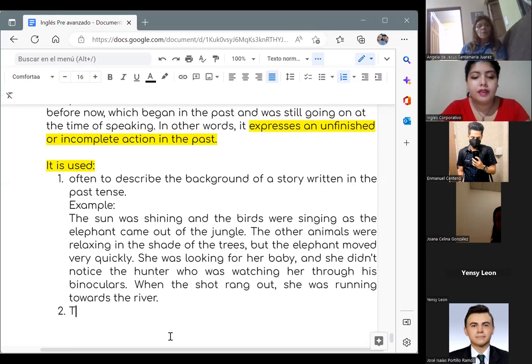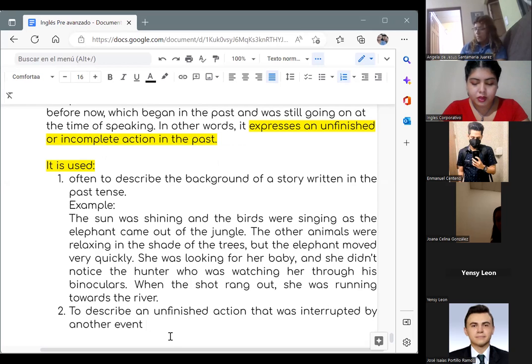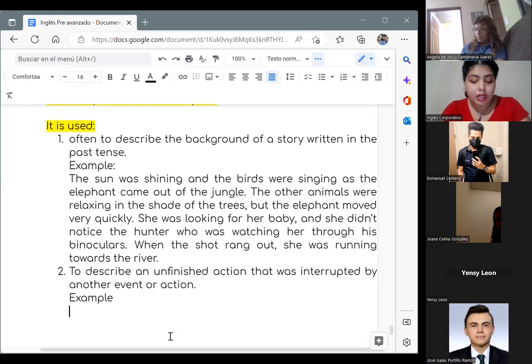Then we have number two. It says to describe an unfinished action that was interrupted by another event or action. And we have an example. This example says, I was having a beautiful dream when the alarm clock rang. So in that case, we were having a situation.